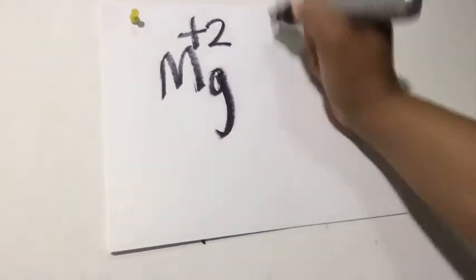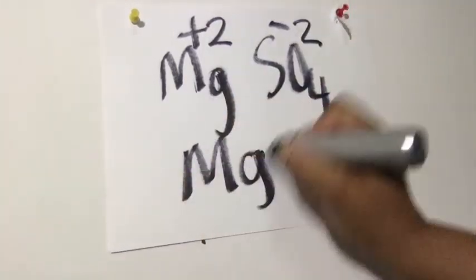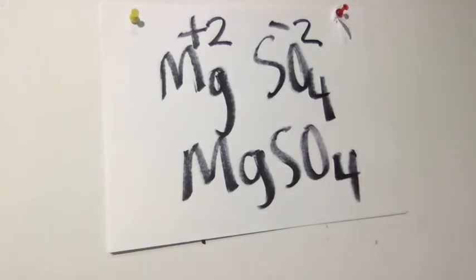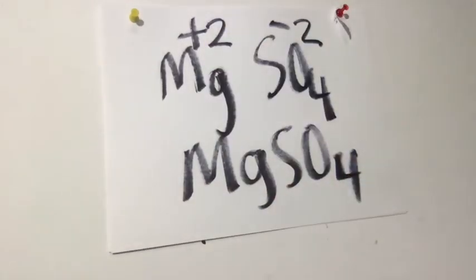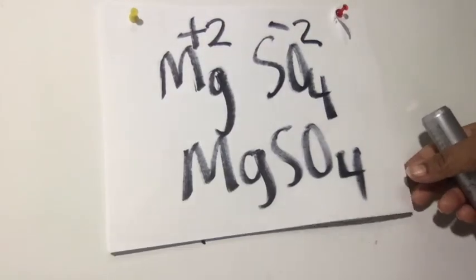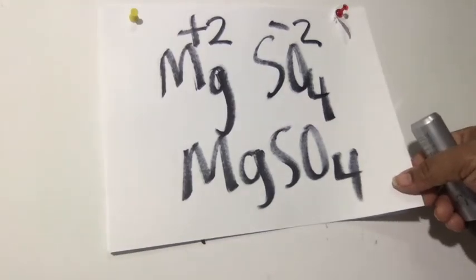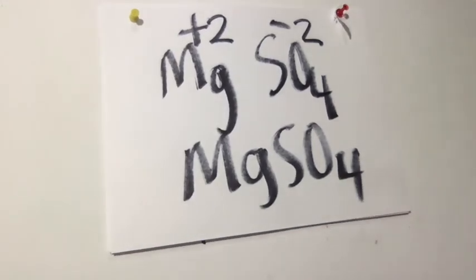Next, Mg is a plus 2 and SO4 is minus 2. But check it, SO4 is one unit with a minus 2 charge. 2 and 2 is just 1 to 1. So we don't need parentheses. We only need parentheses if there was more than 1. Very, very, very easy. 1 to 1s are the easiest one. 2 to 2 is the same thing.